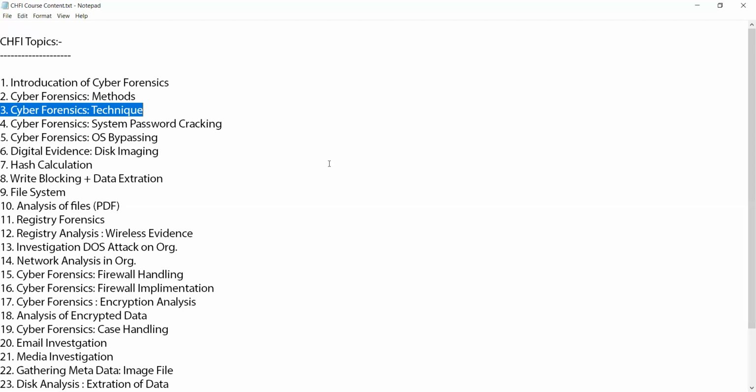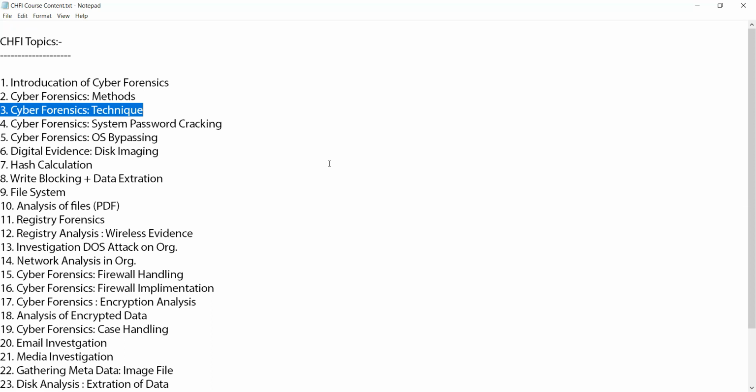I would like to start this session from the introduction part: what is computer forensics, and what type of objectives are performed by the investigator once they are going to investigate any type of case from the incident's place. So let's see, we need to crack the password of that particular system. How can we do that using cyber forensic password cracking procedures?